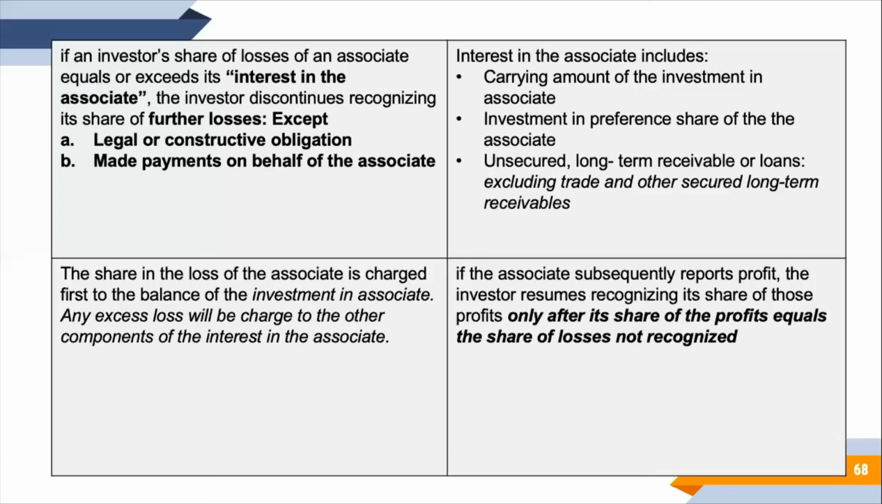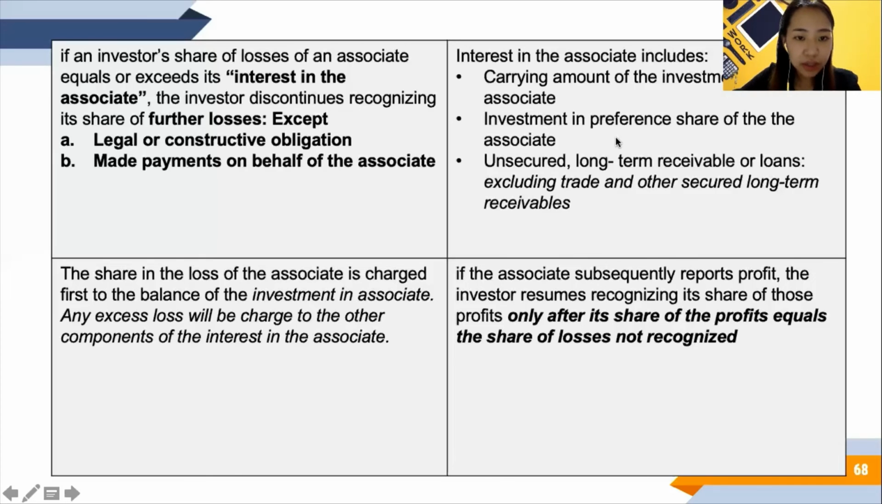The interest in the associate that I mentioned includes the carrying amount of the investment in associate and other long-term interests, such as long-term receivables, loans, and advances, and investment in preference shares, excluding trade and other long-term receivables with adequate collateral. The share in loss of the associate is charged first to the balance of the investment in associate. Any excess loss will be charged to the other components of the interest in the associate.